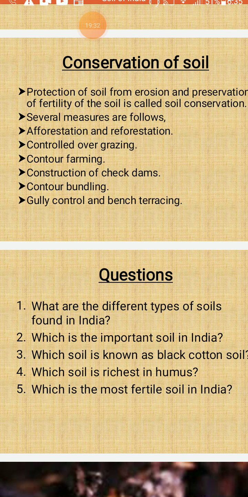Contour farming means on the slopes of the hills they make steps and cultivate the land. That is the slope of the mountain or hills. They will grow various crops. This is called contour farming.